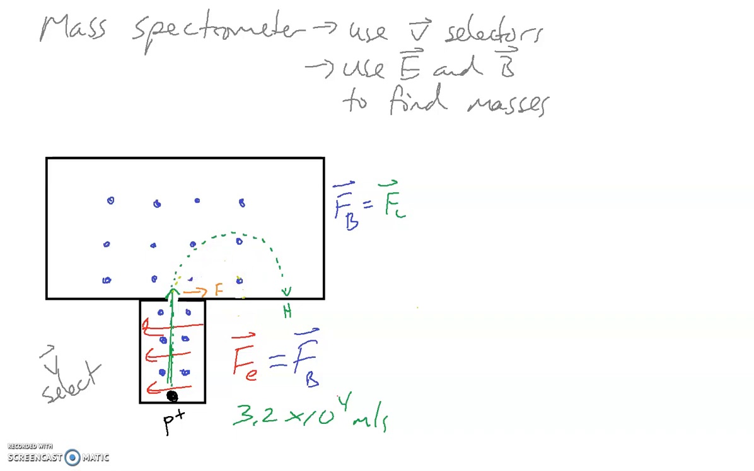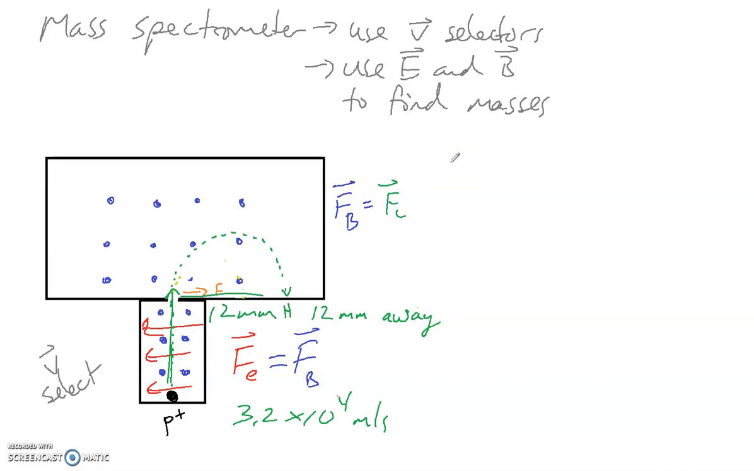Okay, and let's say over here when it goes across, it hits 12 millimeters away from the opening. So let's find out a couple things. Let's find out the electric field and the magnetic field. What would the electric field be and what would the magnetic field be?